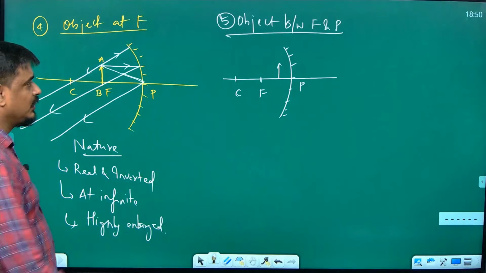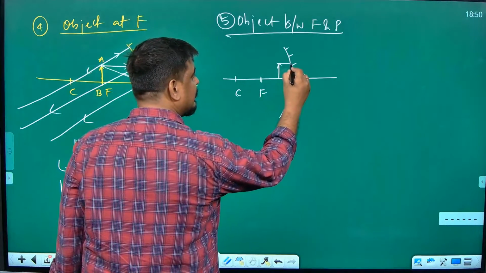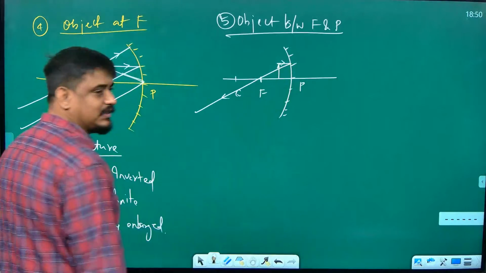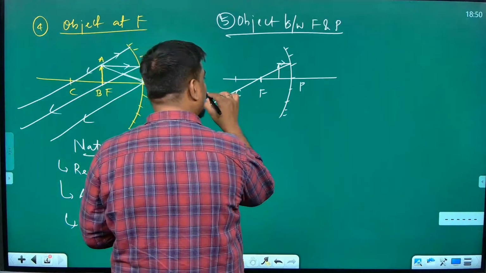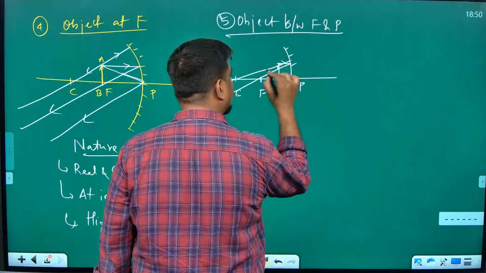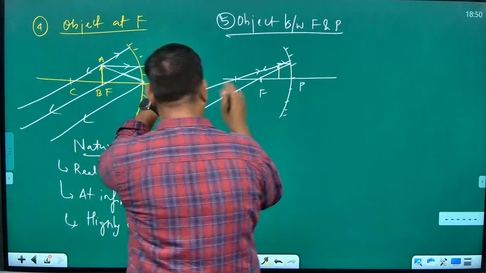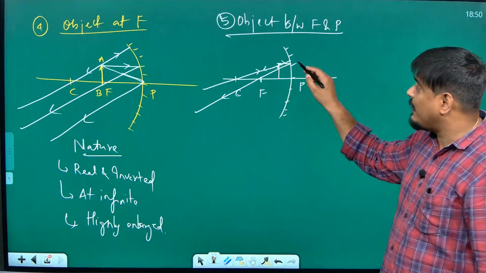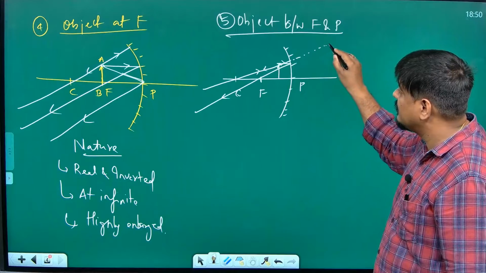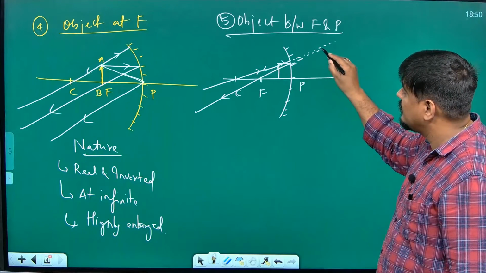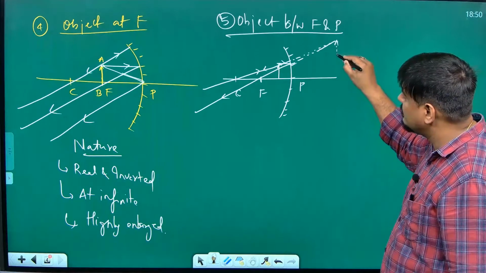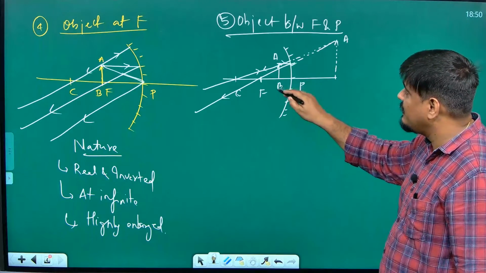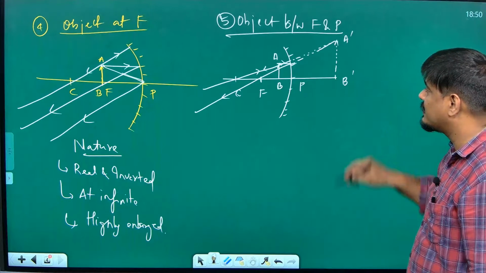Same rules. First ray goes like this, passing parallel to the principal axis, goes through the focus. The second ray I will make pass through the center of curvature. It will retrace its path. So it is not going to meet here because it is diverging. But if I extend this side, I am seeing they are meeting and I am getting the image. This was AB. I am getting the image A dash, B dash.